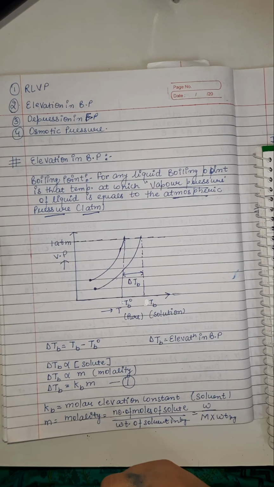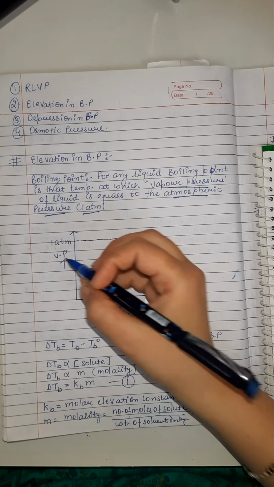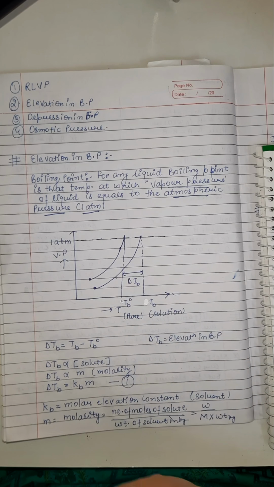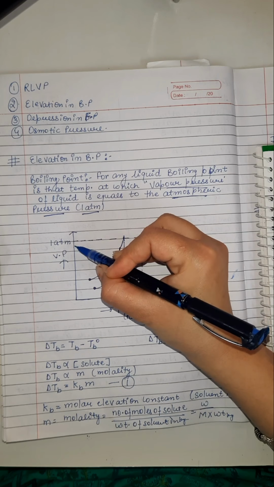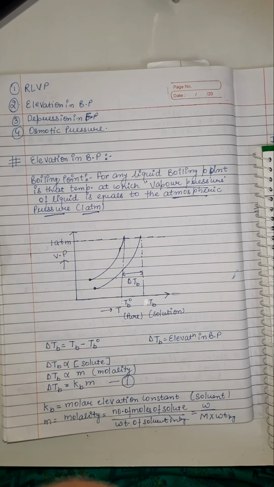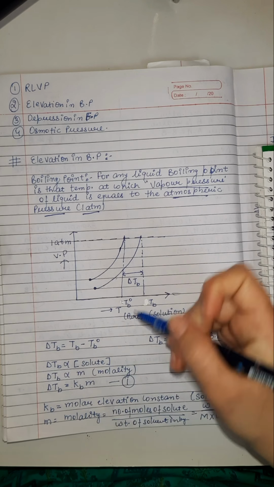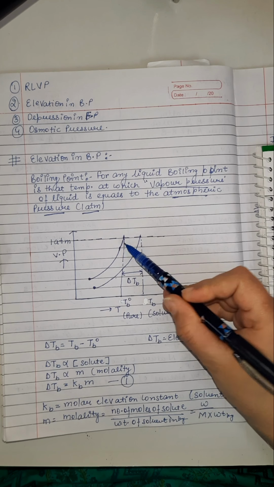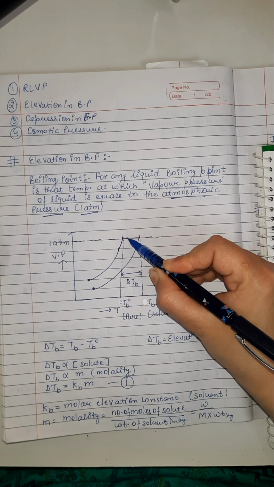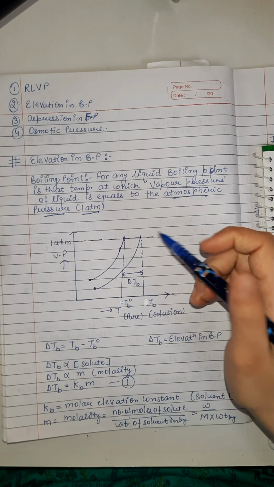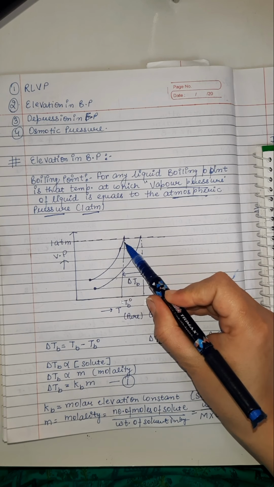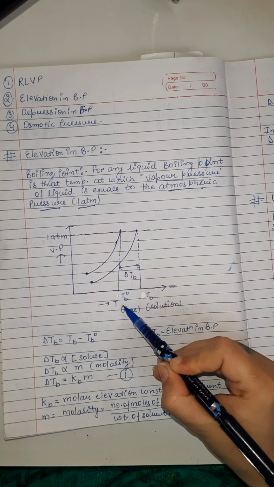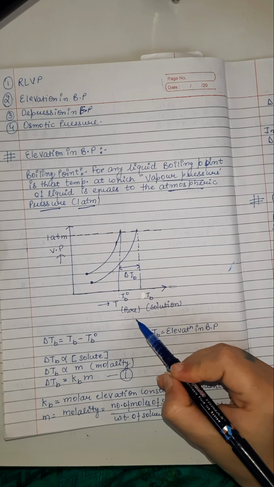Now let us understand our topic with the help of a graph, where on the y-axis I have written vapor pressure and on the x-axis I have written temperature. And this is a point where vapor pressure is equal to 1 atm. Now, as you all know, when we increase the temperature, vapor pressure will also increase, and then the point will come where vapor pressure of the pure liquid becomes equal to 1 atm, and that point I have represented with TB naught. TB naught is the boiling point for pure liquid.